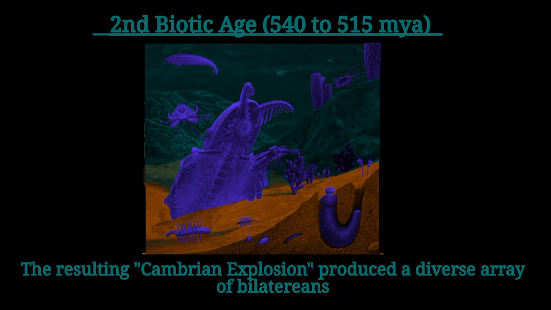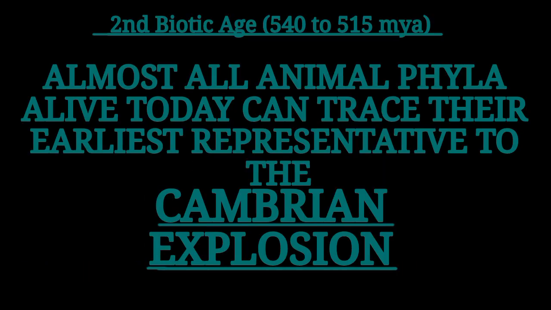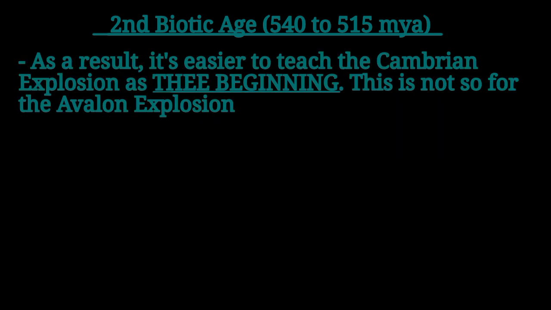The Cambrian explosion saw the rapid diversification of the bilaterians that survived the end-Ediacaran extinction. Most of the new, complex forms that evolved, like trilobites for instance, had calcium carbonate shells. Almost all animal phyla existing today can trace their earliest representative to this event. This fact probably explains why the Cambrian explosion is more well known than the Avalon explosion. Since almost all animal groups originate from the Cambrian explosion, it is easier to teach it as the beginning.